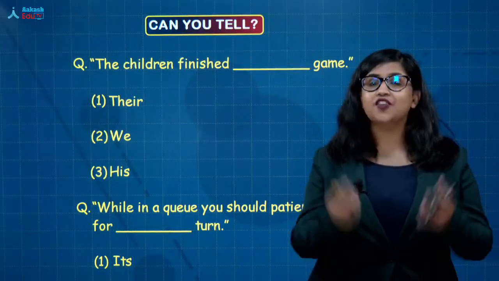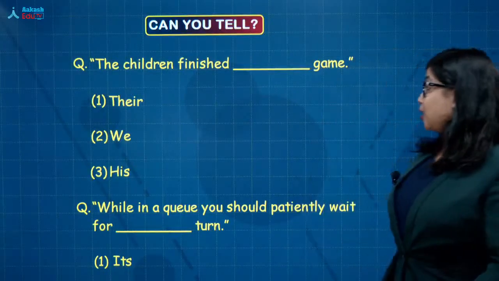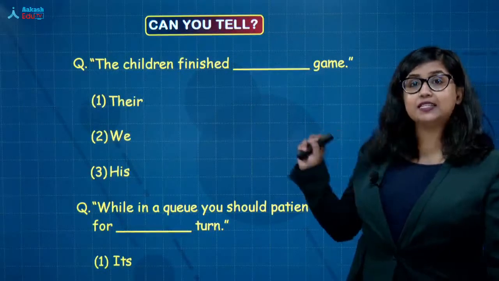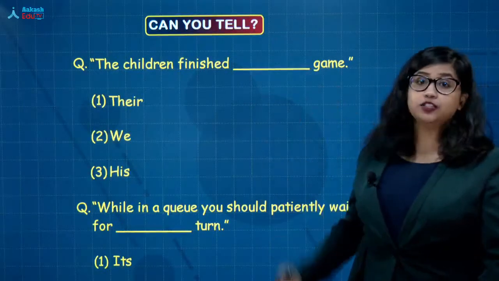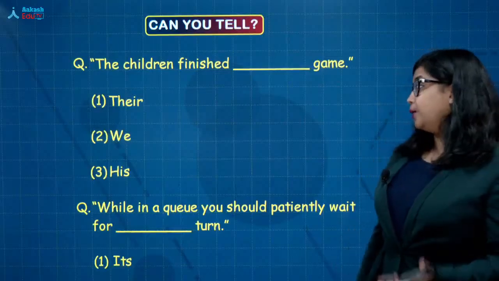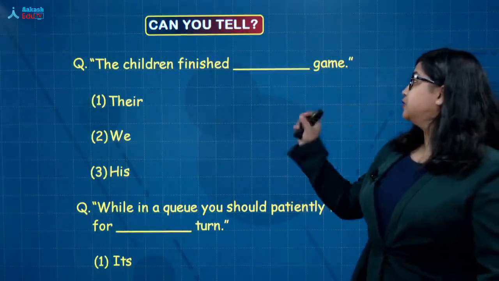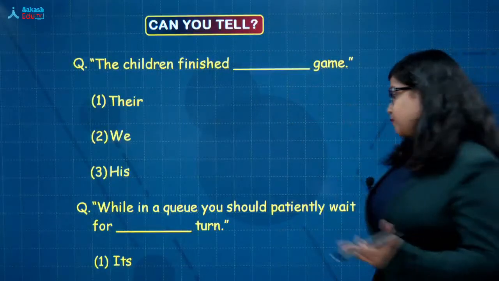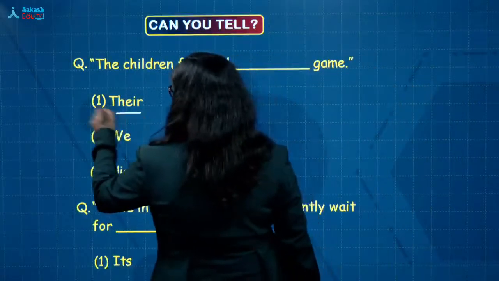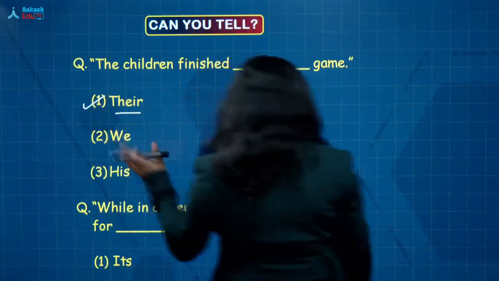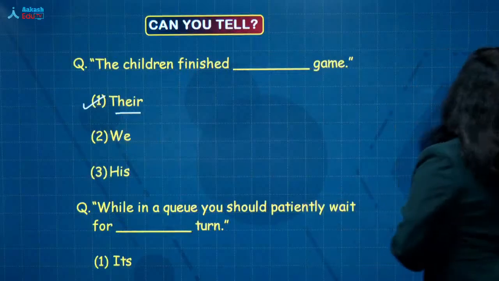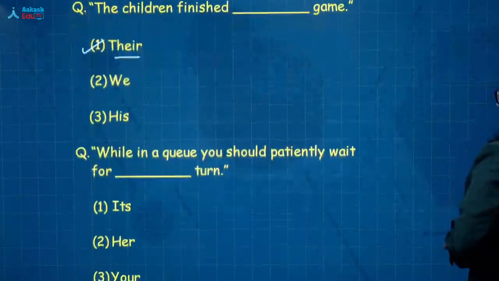Well done, guys. Very well done. Excellent job. So here you can see the sentence begins with the children. Children is plural, more than one, right? So the children finished their game. Therefore, the correct answer is option number 1. Well done, guys. Let's move on to the very next question.